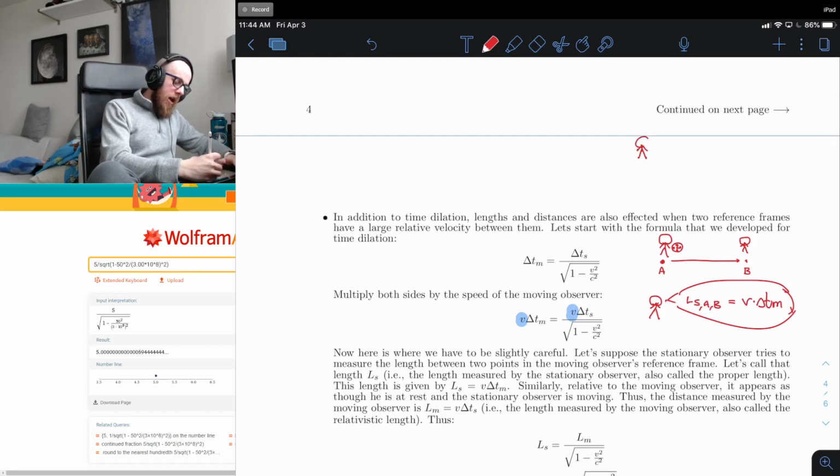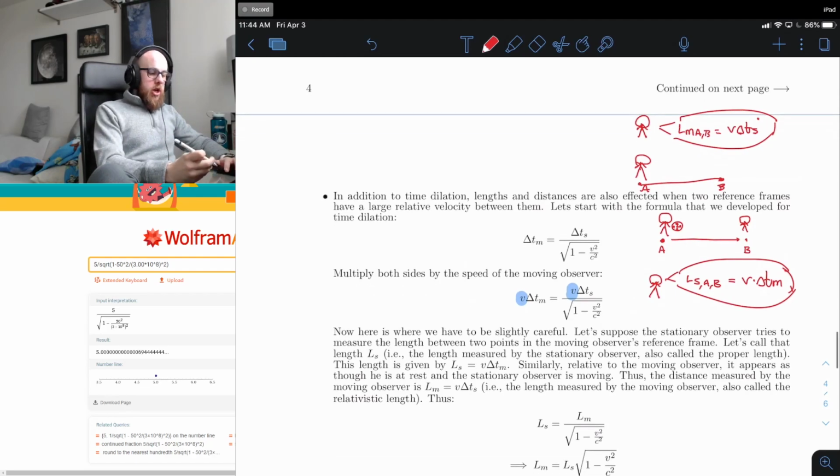Now, when we flip this picture around, right, when the moving observer is just hanging out, and they're observing what's happening with the stationary observer, again, relative to the moving observer, it's as though the stationary observer is actually moving as well, right? And so what they conclude is, well, in my frame of reference, I'm measuring the same distance between A and B as V times delta TS, right? And that's what I think the measurement is, okay?